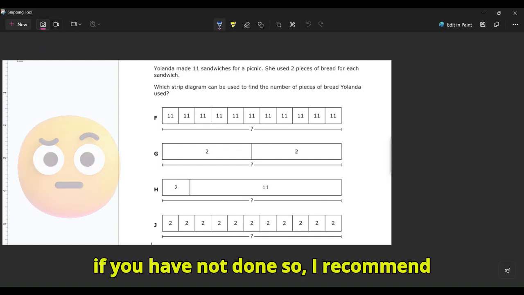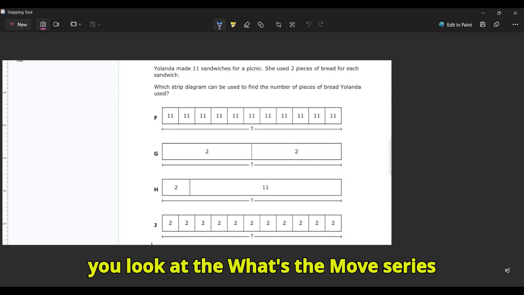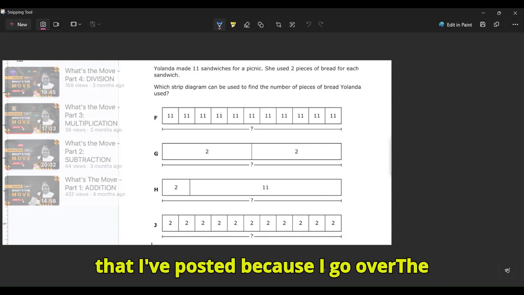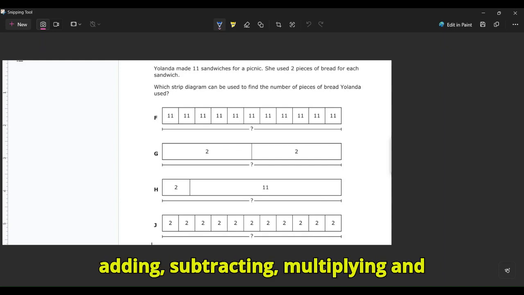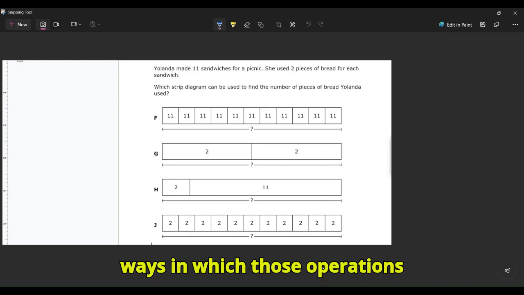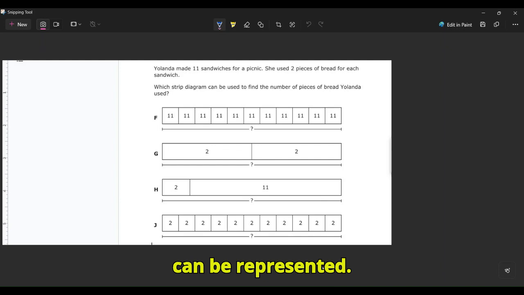So if you have not done so, I recommend you look at the What's the Move series that I've posted, because I go over the 4 different operations, which are adding, subtracting, multiplying, and dividing. And I also show the different ways in which those operations can be represented.